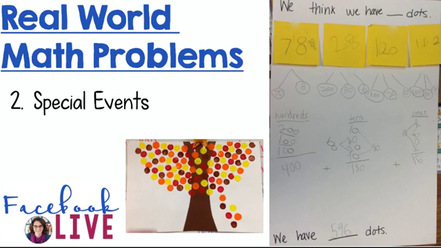And the second day I asked her, let's take this a little bit further. Let's add some math to it. So I distributed to each table one of the papers that you see here. And I wrote at the top, we think we have blank dots.